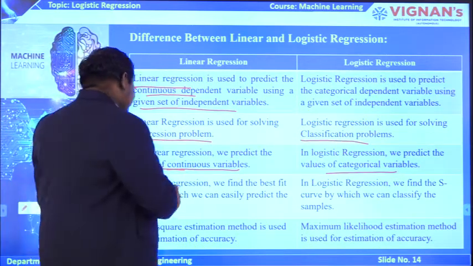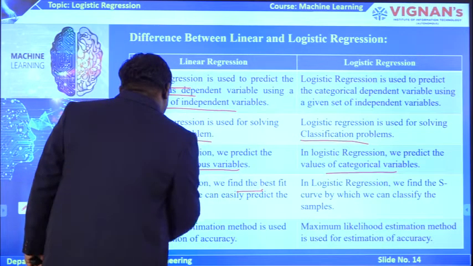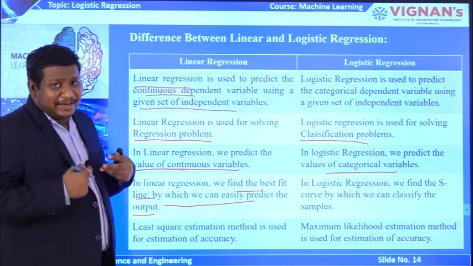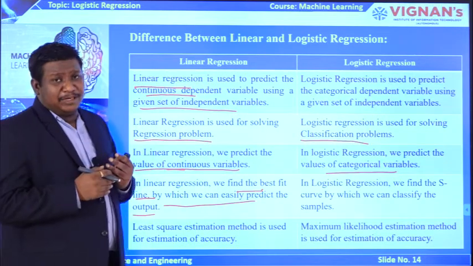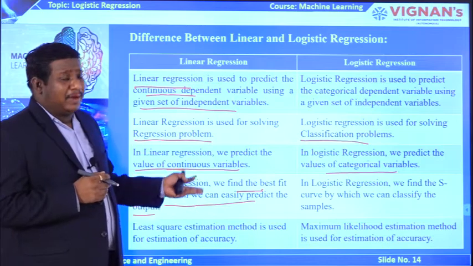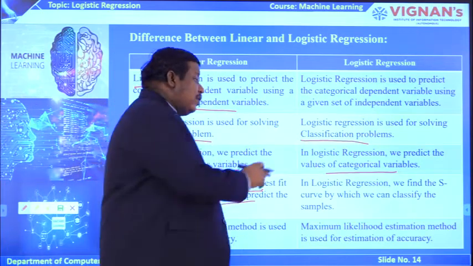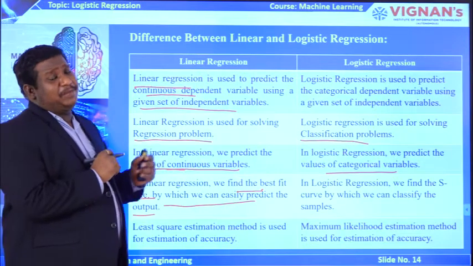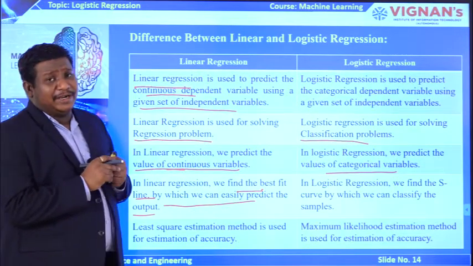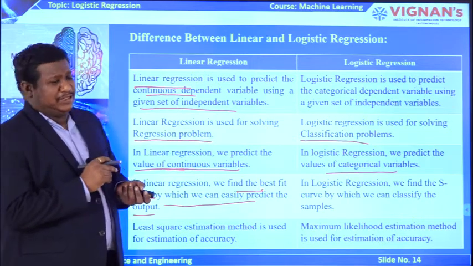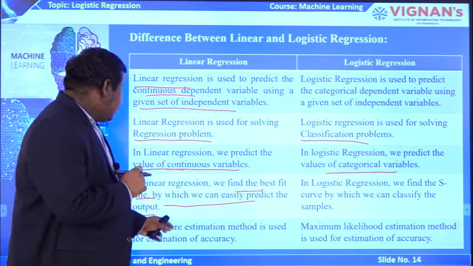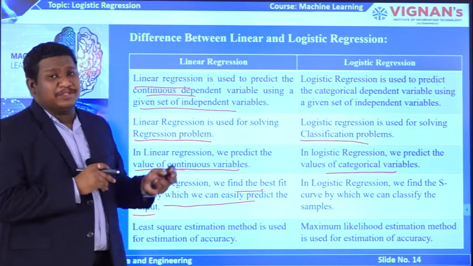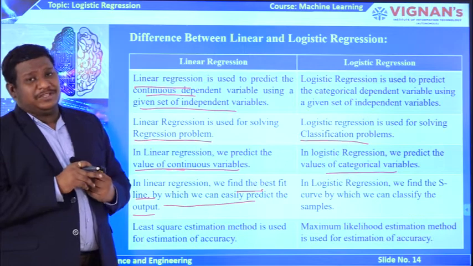Coming to the next, in linear regression we find the best line by which we can easily predict the output. We generate the linear regression model line, and with that we predict the values, whereas in logistic regression we use the S-shaped curve. We can call that the sigmoid function. With that we generate the curve in logistic regression. The least square estimation method is used in the linear regression model, whereas the maximum likelihood estimation method is used in logistic regression.